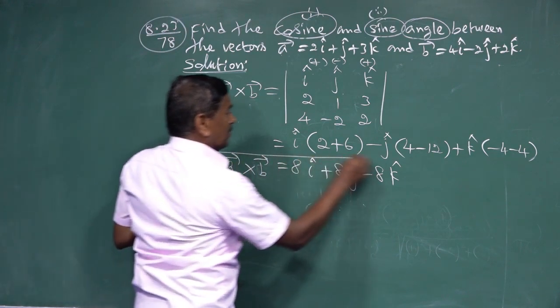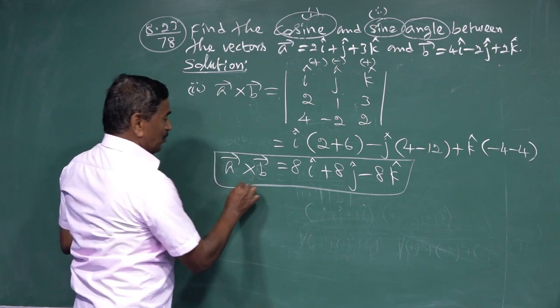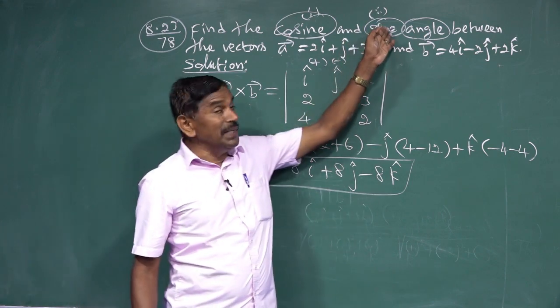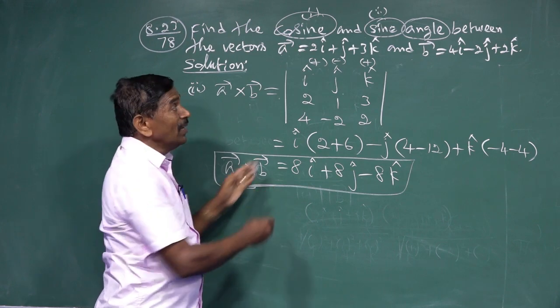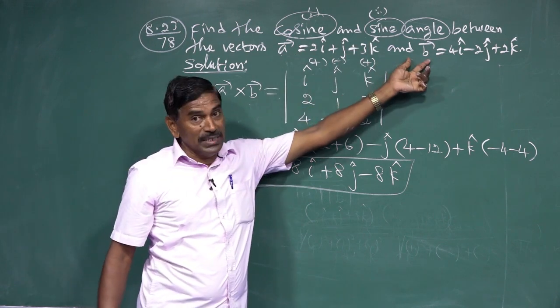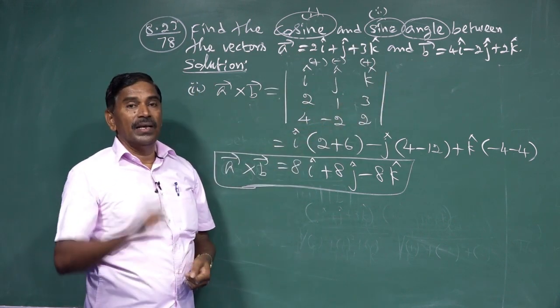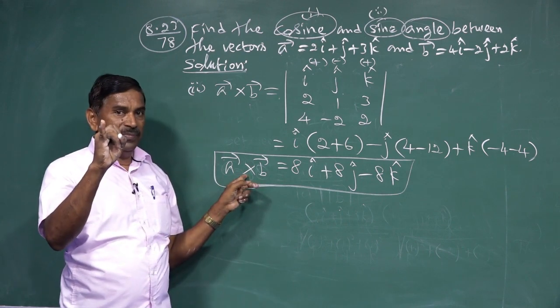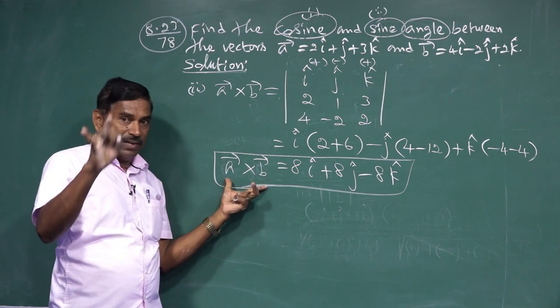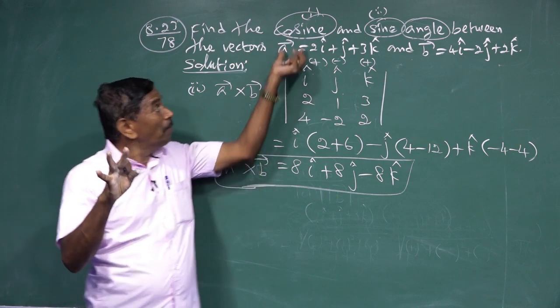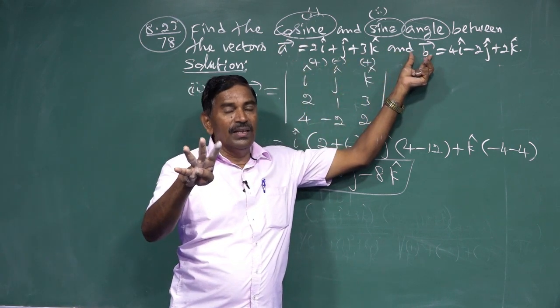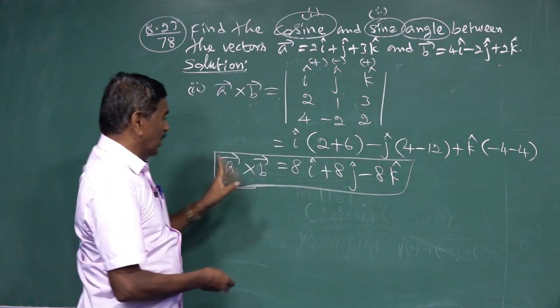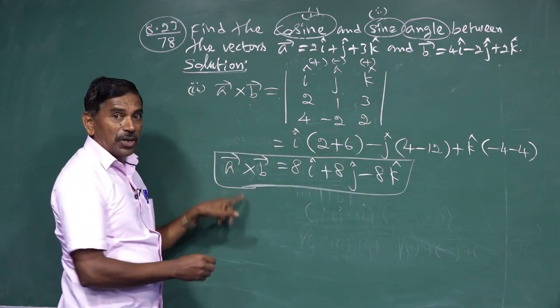A cross B completed. Listen again. Remember the formula. Sin theta is equal to modulus A cross B divided by modulus A vector into modulus B vector. Okay. Listen again. Step 1, A cross B. Step 2, modulus A cross B. Step 3, modulus A vector. Step 4, modulus B vector. Then write the formula. Okay, listen. Now, step 1 completed. Can you tell me step 2?